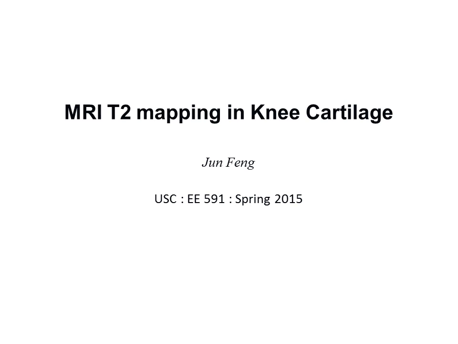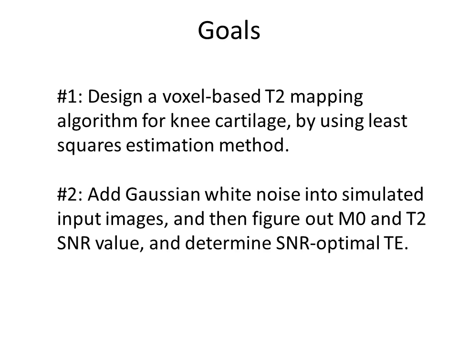And my project topic is MRI T2 mapping in knee cartilage. So for the goals of my project, the first goal is to design a voxel-based T2 mapping algorithm for knee cartilage by using the least square estimation method. And the second goal is adding Gaussian white noise into simulated input images, and then figuring out the M0 and T2 SNR value and determining the SNR optimal TE. Here, the simulated input images are the images at different TE, which are calculated from the result of goal 1.